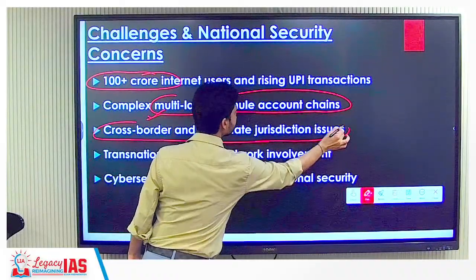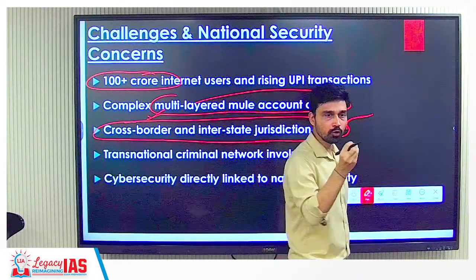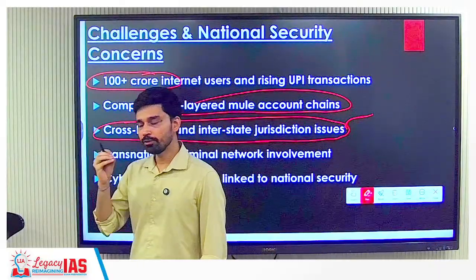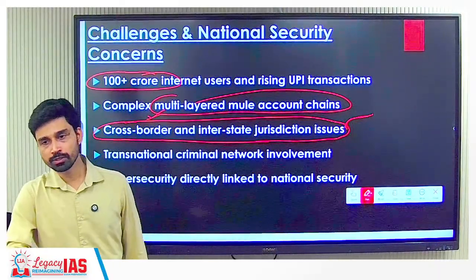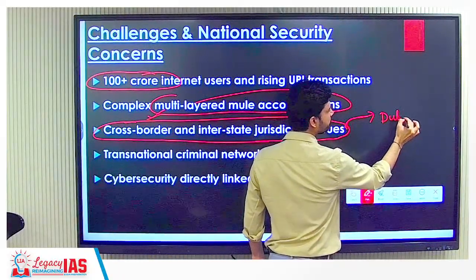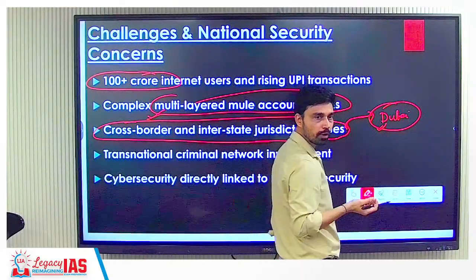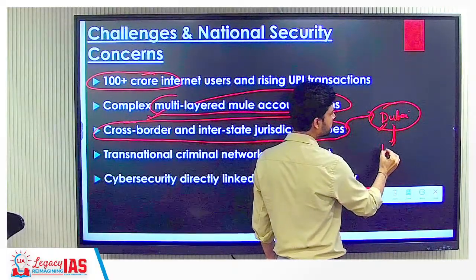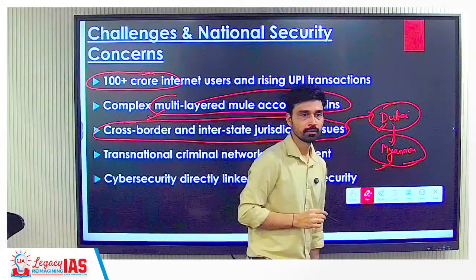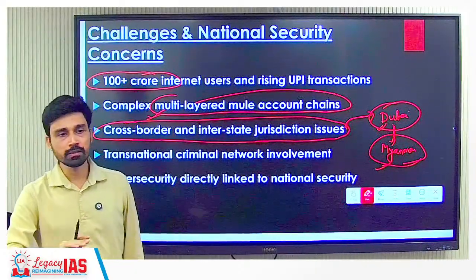Cross-border and interstate jurisdiction issues are there. Take the digital arrest itself: money was being transferred from the account of an Indian person to some Indian account. And within a few minutes of transferring to this Indian account, the money was transferred to a company registered where? In Dubai. And again, it did not remain in that company's account for long. Within a few hours, it was transferred to a bank account based where? In Myanmar. Because Myanmar is currently the hot spot from where all this digital arrest scam is being run.